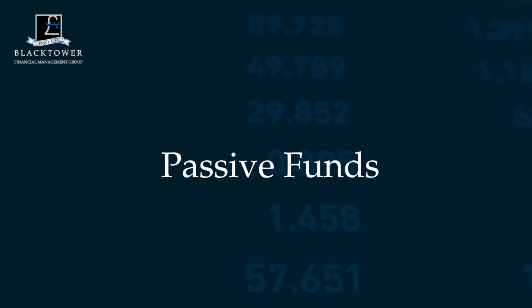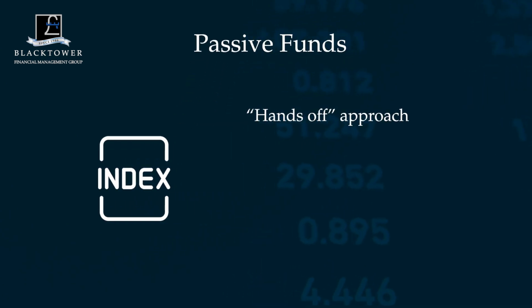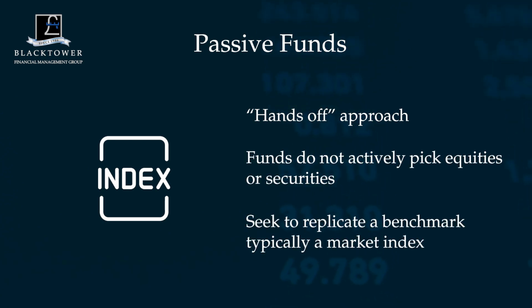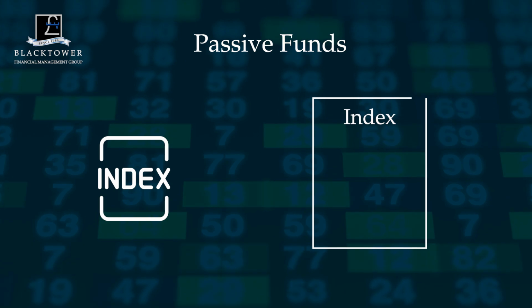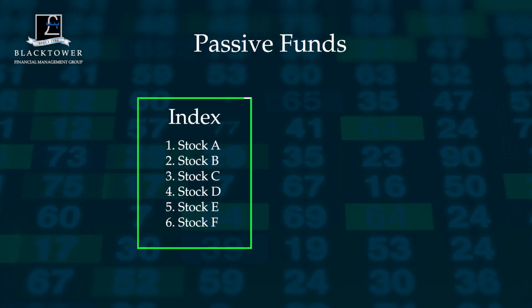Passive investment funds, on the other hand, follow a much more hands-off approach. Passive investment funds do not actively pick individual securities, but rather seek to replicate a particular benchmark, commonly a market index, such as the S&P 500. So whilst an active fund which uses the S&P 500 as a benchmark will seek to choose the best companies within the index to purchase and try and outperform the average return, a passive fund will just simply opt to buy everything in the S&P 500 to match the average return.